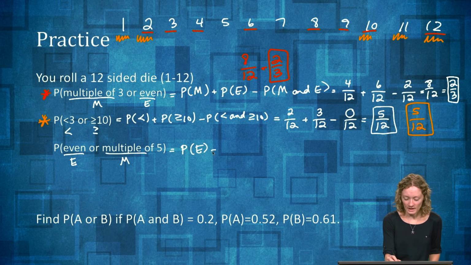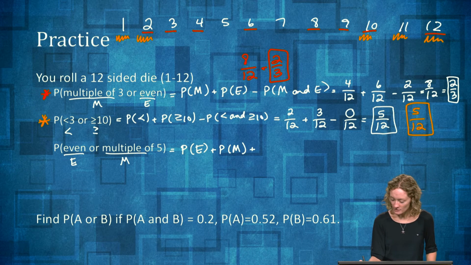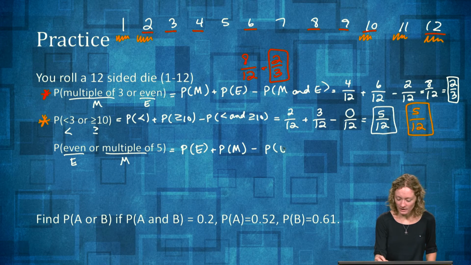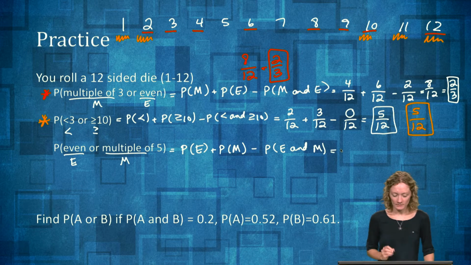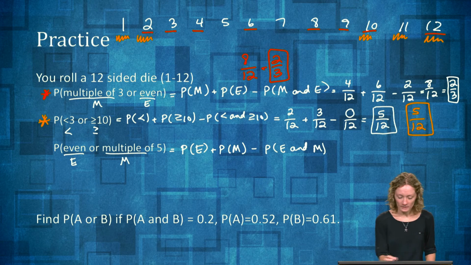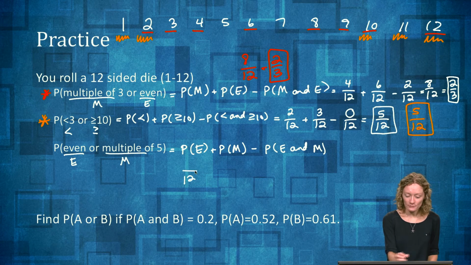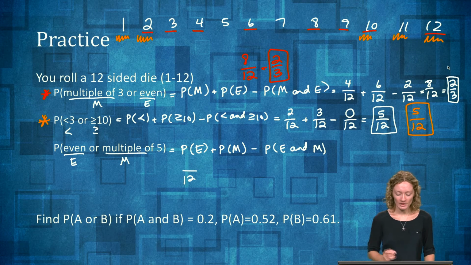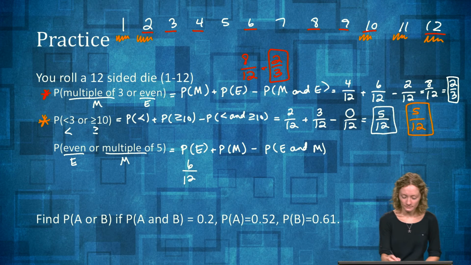So the formula says probability of even plus probability of multiple of 5 minus probability of even and multiple of 5. So plug them in. Let's go underneath here. Probability of even of the 12, still the 12-sided die. How many are even? There are 6, 2, 4, 6, 8, 10, 12. Multiple of 5 of the 12, how many are multiples of 5? 5 and 10, so 2.